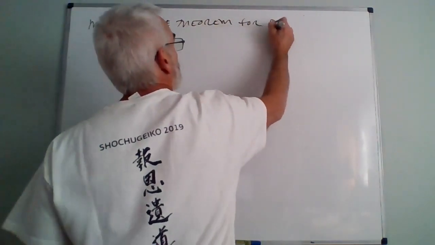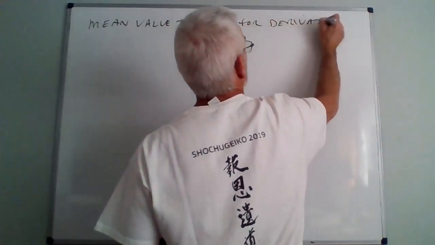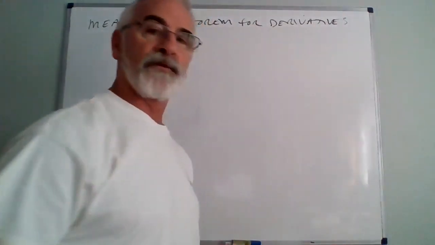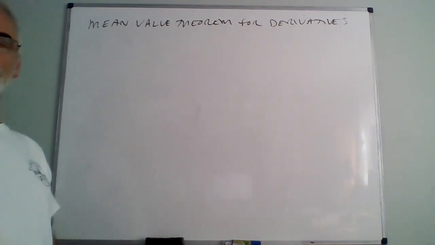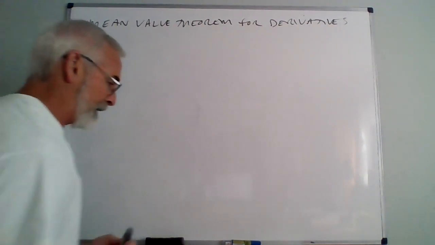For derivatives, because there's a second mean value theorem you're going to learn later, the evil version, the one for antiderivatives. It's totally different. So the mean value theorem for derivatives. Let me first set it up.